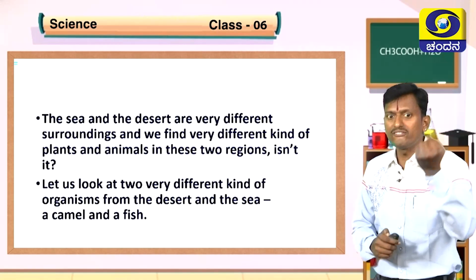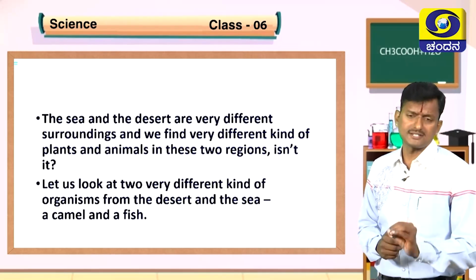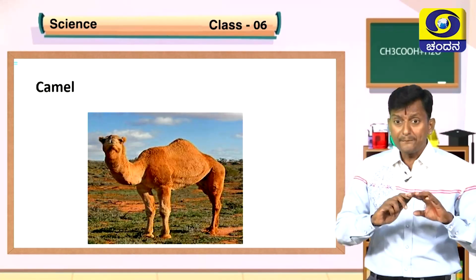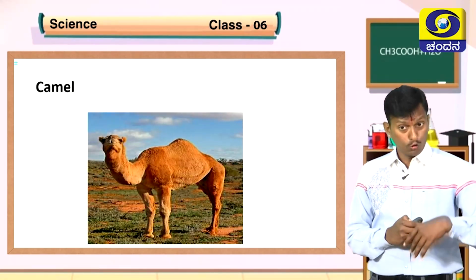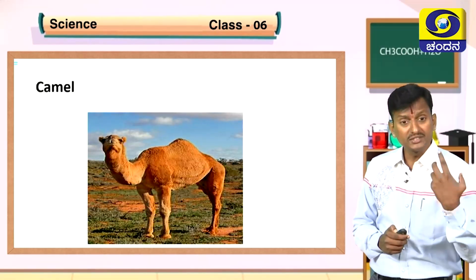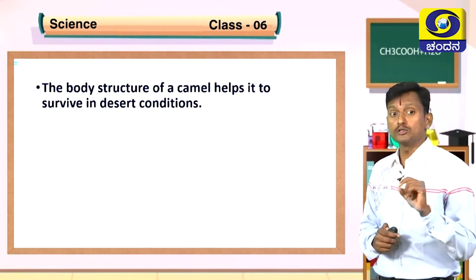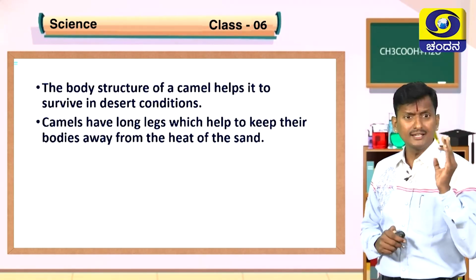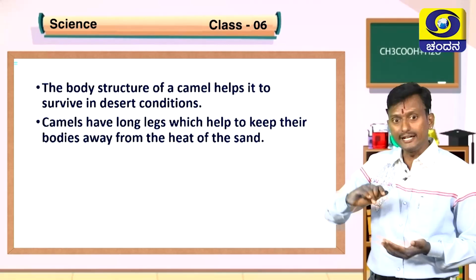Let us look at two different kinds of organisms from the desert and the sea, that is, a camel and a fish. Okay, this is a camel. Now carefully observe the body features of a camel. It has long legs with thick skin. What are the uses of these for a camel? The body structure of a camel helps it to survive in desert conditions. How? A camel has long legs which help to keep its body away from the heat of the sand.